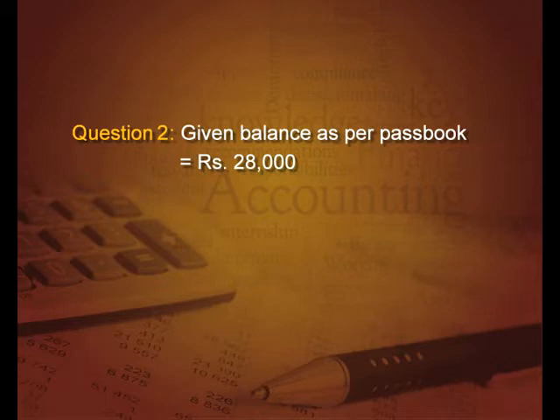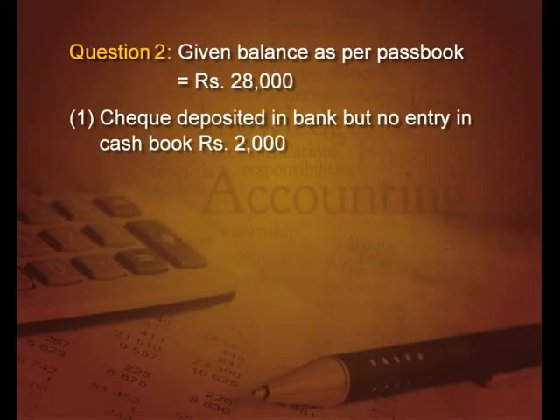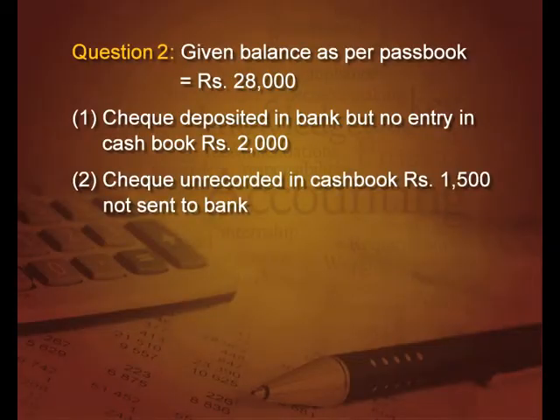Let us do one more, where we will start with balance as per passbook. So, the question is like this. We are given the balance as per passbook 28,000. First entry is check deposited in bank, but no entry in cash book. There is no entry in the cash book, 2,000 rupees, and we have deposited in the bank.